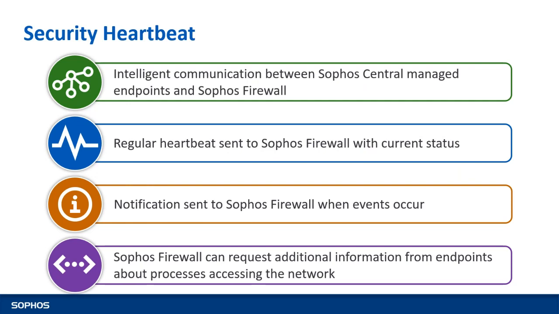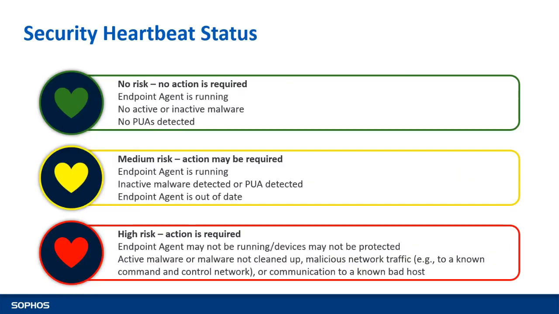Please pay attention to these four features about the security heartbeat, what Sophos Firewall provides us. Okay? About the security heartbeat status. Here you can see what the security heartbeat states mean. If a computer has a green status, it means that the endpoint agent is running, so the computer is protected, and no active or inactive malware or PUAs, potentially unwanted applications, have been detected.